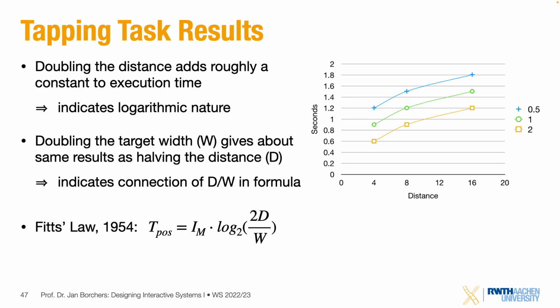So with these observations, Fitts found that the best curve fit he could find for his data was this original Fitts' law formulation that we see down here: the positioning time is equal to some factor times log 2 of 2d divided by w. Now, what's this factor there? Well, this factor models how fast your pointing device is. It's called the index of movement.